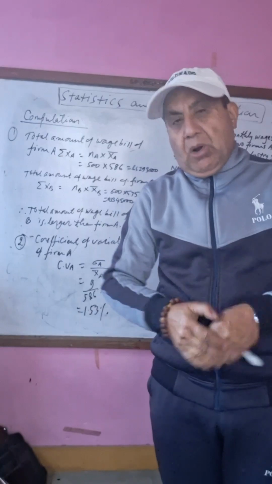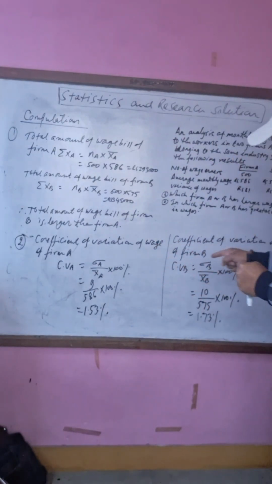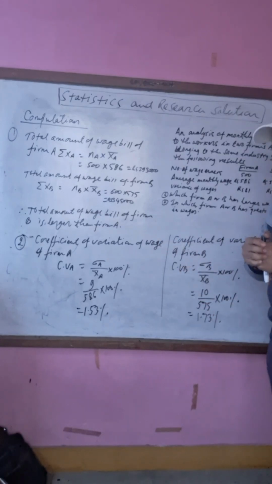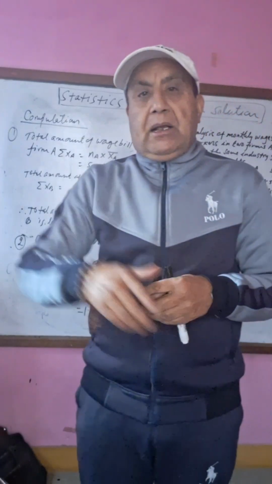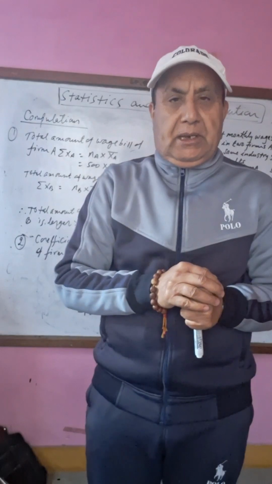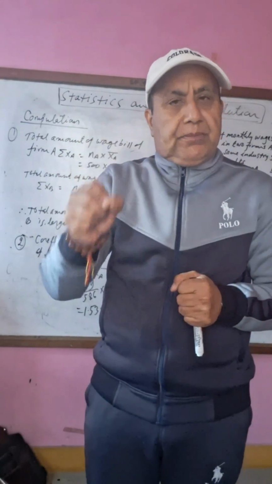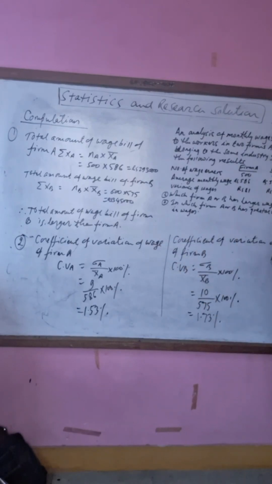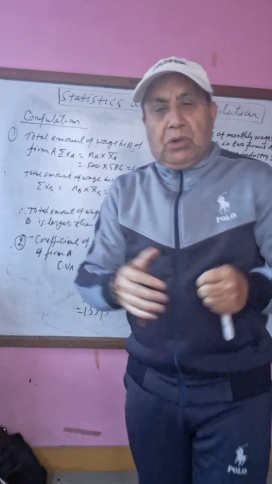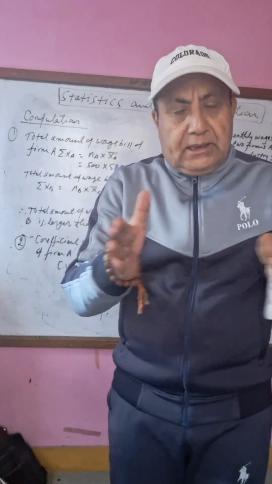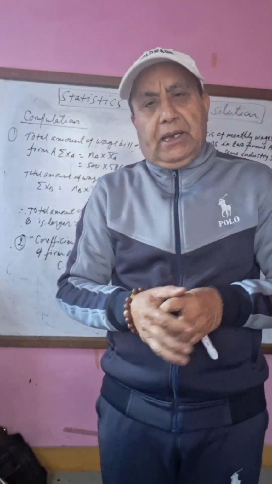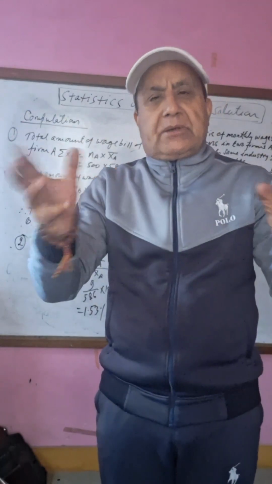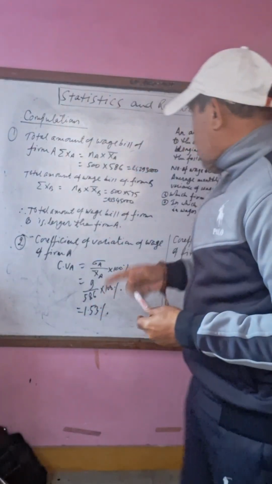Now we are in a position to interpret the value of CV. What is your conclusion? Which CV is more? The CV of the wages of firm B is more than firm A. That means the variability of wages of the workers in firm B is more than in firm A. It means most of the workers in firm A are getting the same salary, uniformity in the salary is there. But in the case of firm B, some workers have more salary, some workers have less salary.